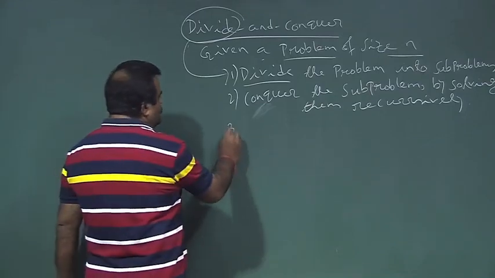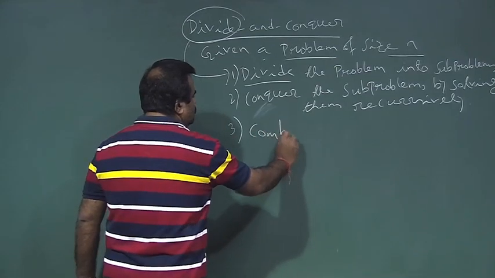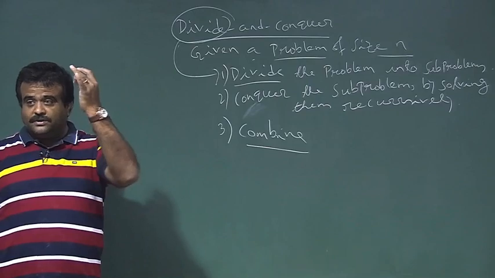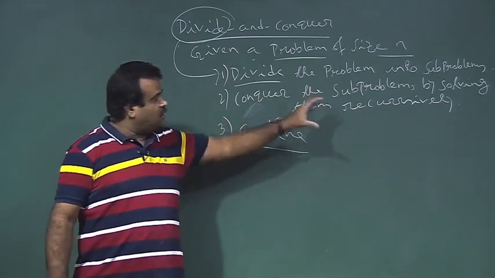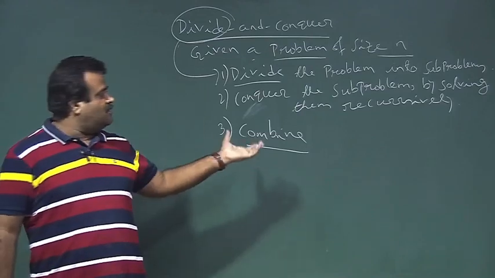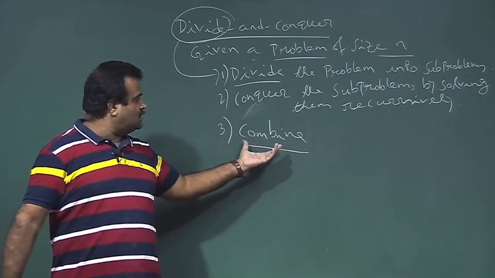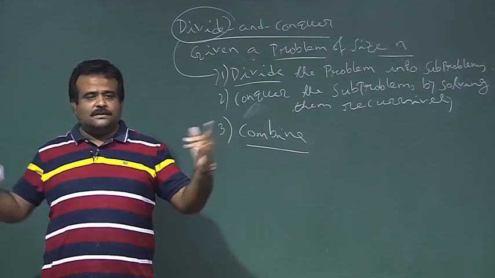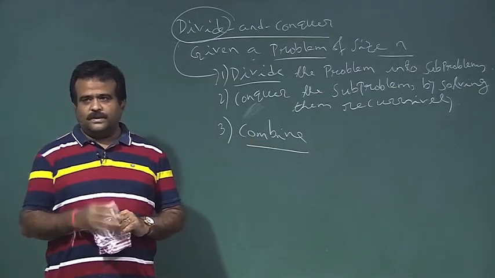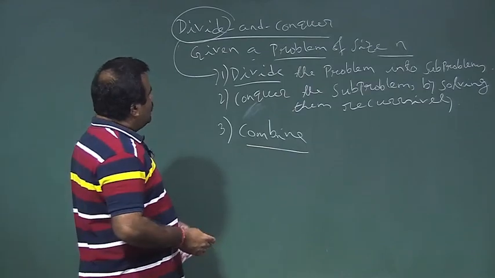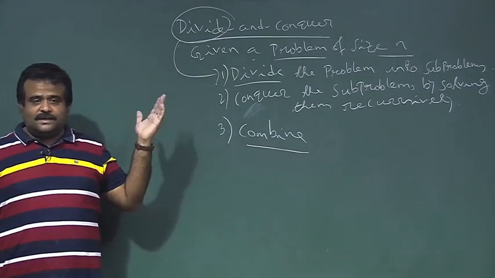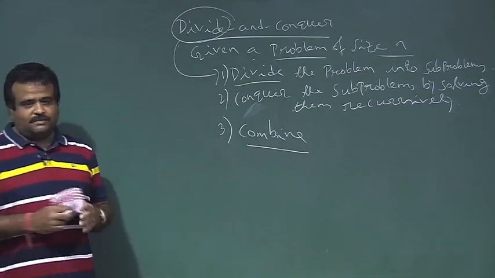And then we have a final step, which is combine, which for merge sort is basically the merge subroutine. We have solutions for the 2 or 3 sub problems. This merge or combine step will combine the solutions of the sub problems to get the solution of the whole problem. So this is the divide and conquer technique. Now we will see how we can apply this technique to our matrix multiplication.